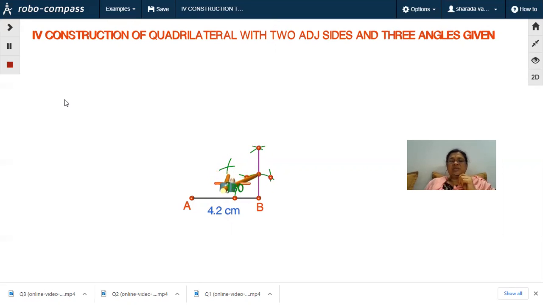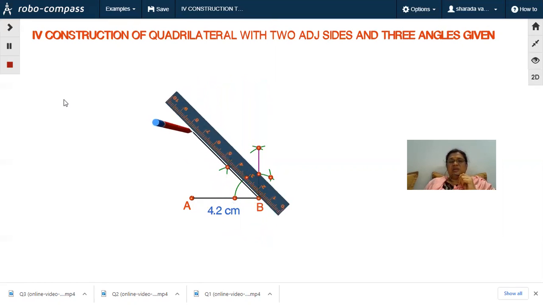Use the same radius, you should not disturb the radius. The same radius you should maintain. Don't disturb the radius. When you disturb the radius, you don't get the correct angle. So this black line will be your needed angle, that is 45 degrees.